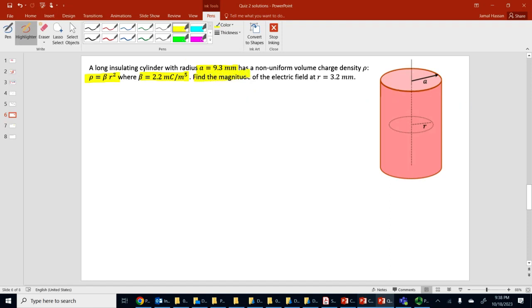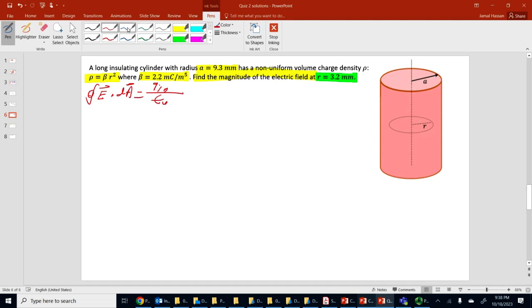Find the magnitude of the electric field at a distance r, 3.2 millimeters. So it looks like the distance is inside, right? So this insulating cylinder, the charge is distributed from inside to outside. Okay, so in order to proceed, we need to use Gauss law. So the closed integral of E dot dA is equal to Q enclosed by the Gaussian surface, divided by epsilon naught.